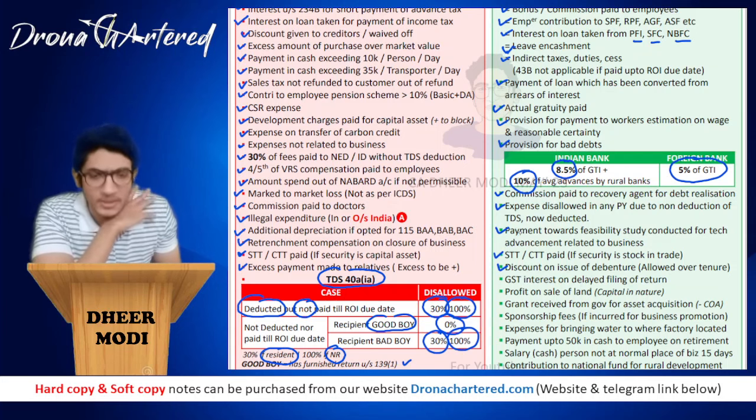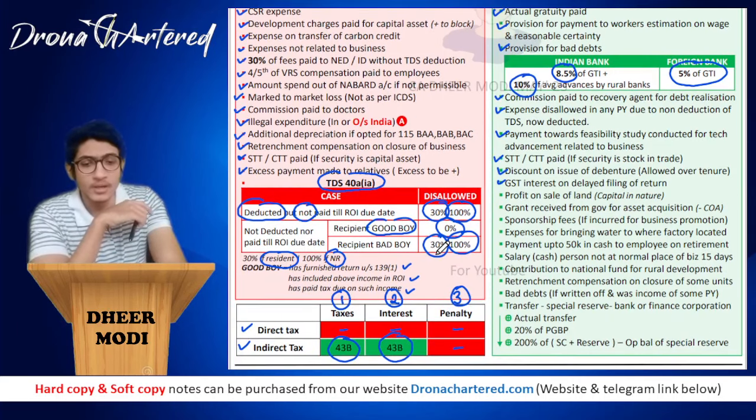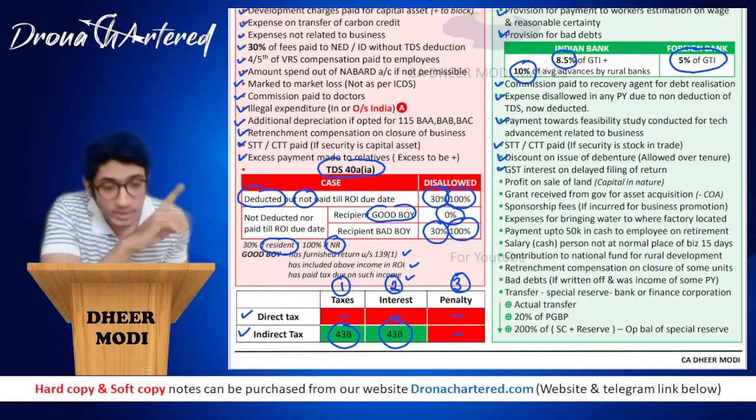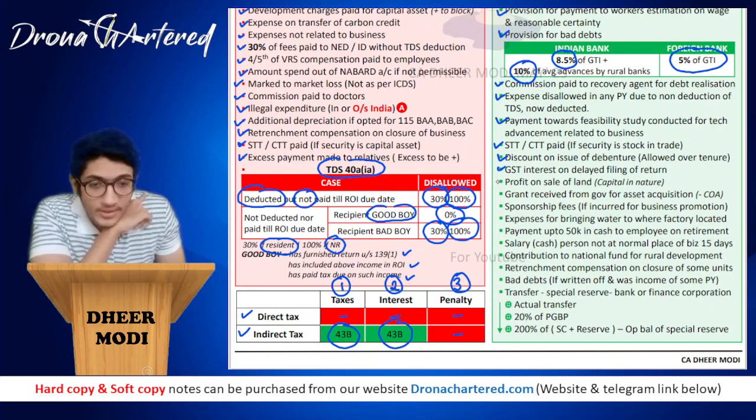similar to a ZCB. Next is any GST interest on delayed filing of return. This you will get as a deduction. Okay. Remember, on direct tax, you will not get any deduction, but GST interest on delayed filing of return, you will be allowed as deduction.